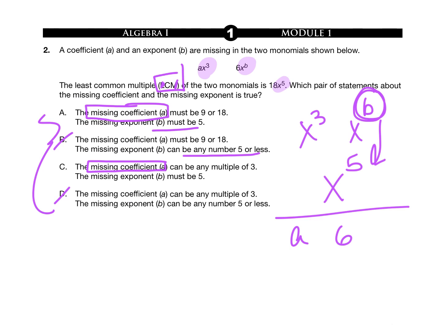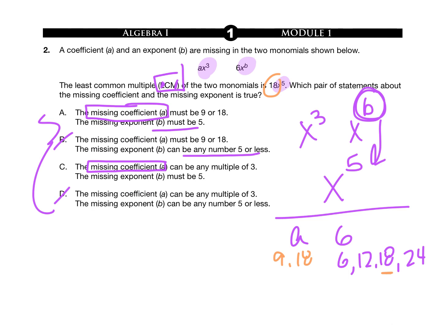So remember, multiples of 6 are 6, 12, 18, 24, so on and so forth. What number could a be? Well, if I go through and pick the first one, A, 9 or 18. Well, if I choose 9 or 18, its least common multiple that would match with my 6 would be the 18 in both of those lists. And that's what I have here.